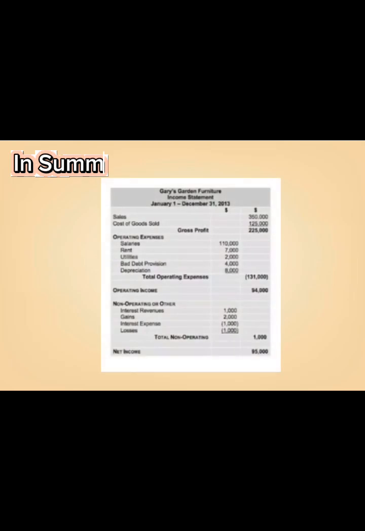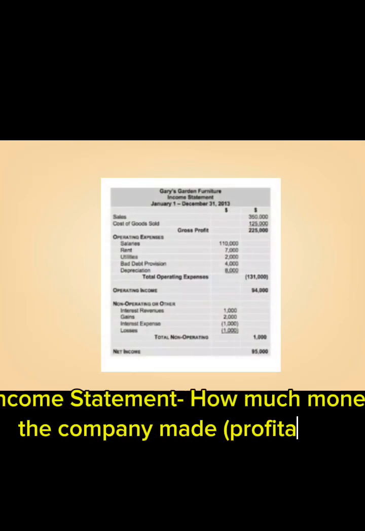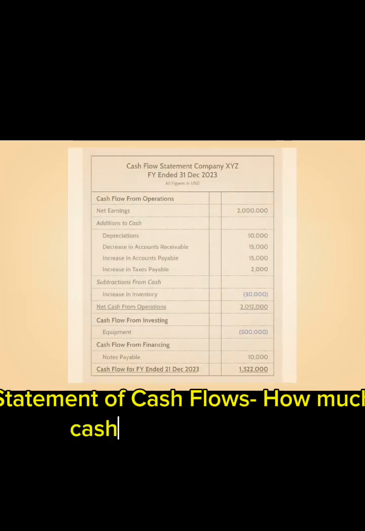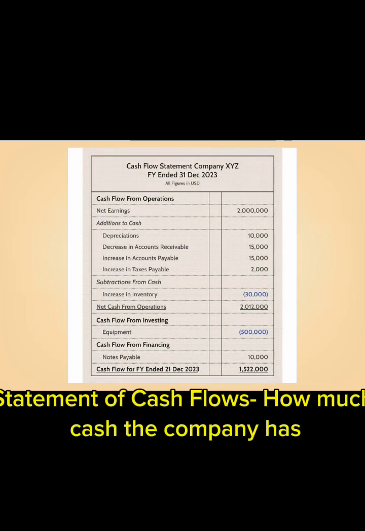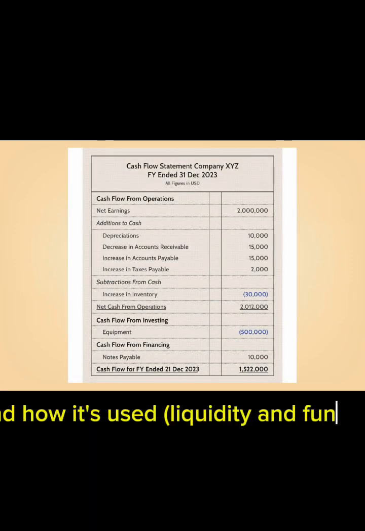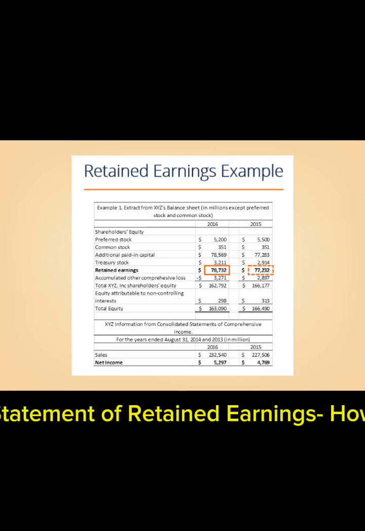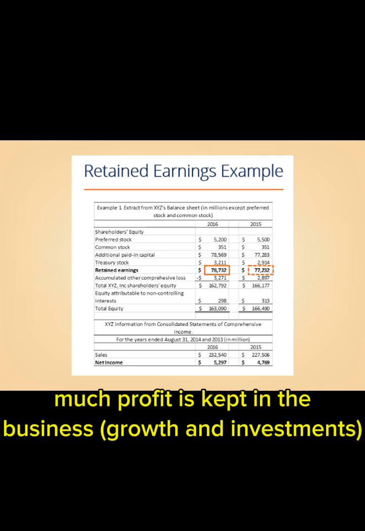In summary: income statement, how much money the company made, profitability. Balance sheet, what the company owns and owes, financial position. Statement of cash flows, how much cash the company has and how it's used, liquidity and funding. Statement of retained earnings, how much profit is kept in the business, growth and investments.